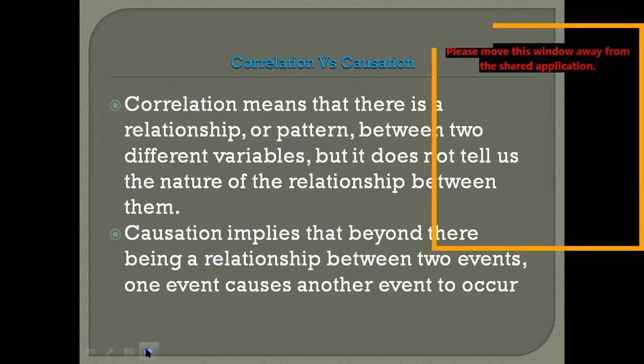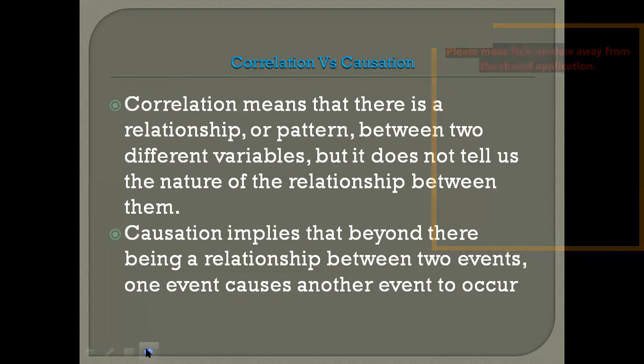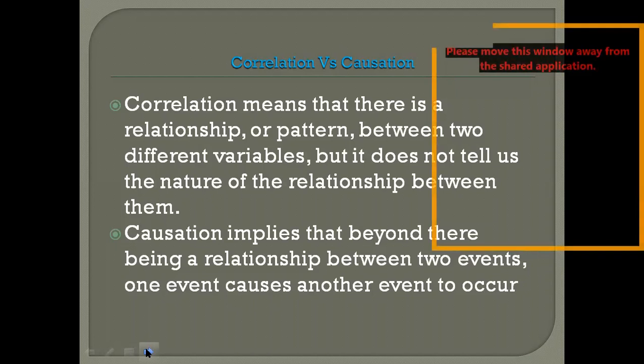So you should be very cautious when you try to calculate the correlation among two features. You should always have some similarity, or some kind of real world relationship among the two variables. Then you should use correlation coefficients, right? On the other hand, causation implies that beyond there's a relationship between the two events, one event causes another event to happen, right?